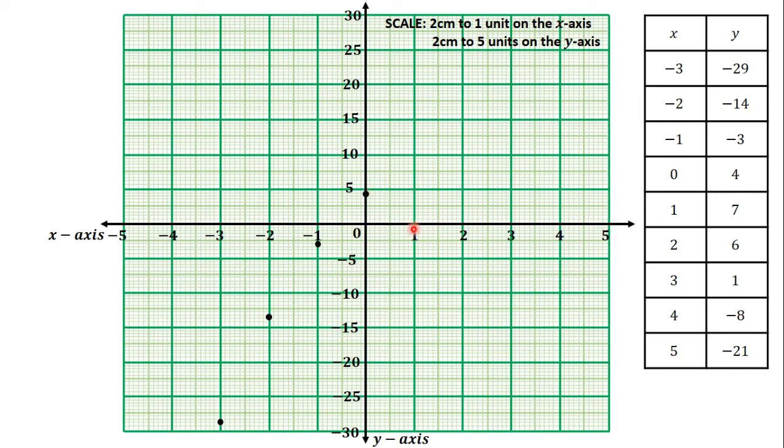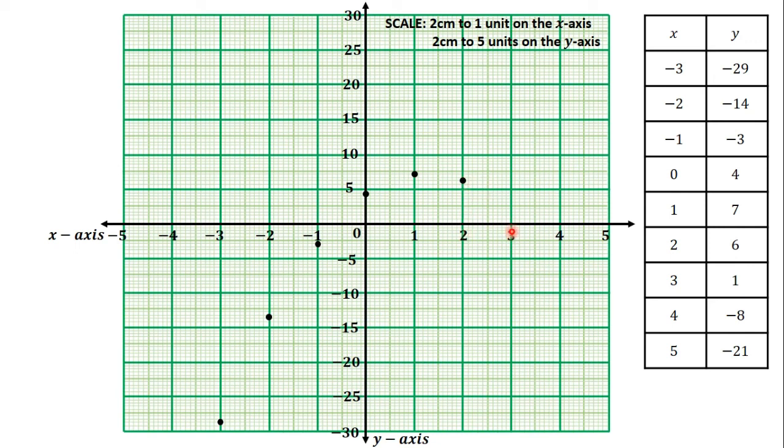The next one is 1, 7. So 1 on the x-axis and 7 on the y-axis. 7 also does not fall on a major grid line. So you read 7 from the y-axis. The next one is 2, 6. So 2 on the x-axis and 6 on the y-axis. 6 also does not fall on a major grid line. So you read 6 from the y-axis. So we have the point 2, 6 here.